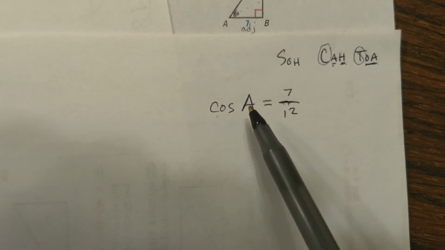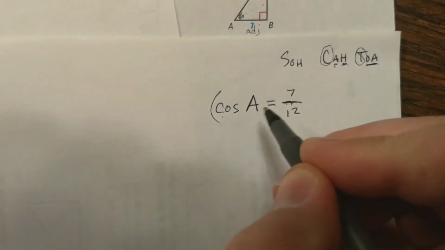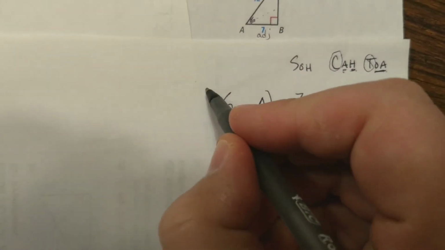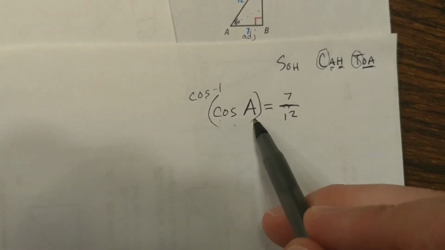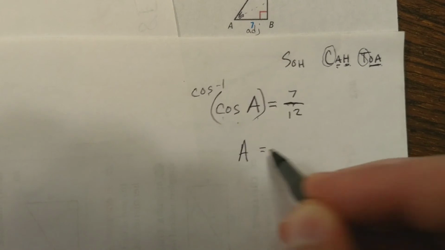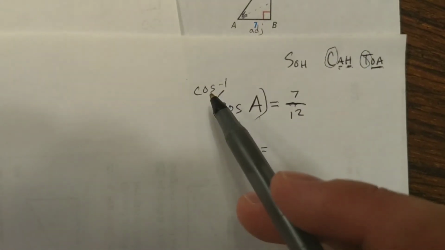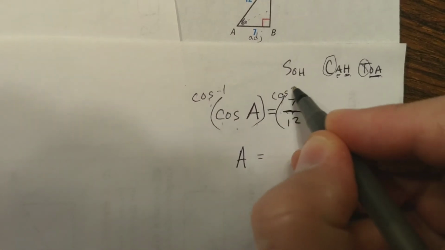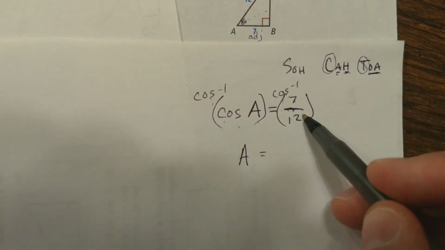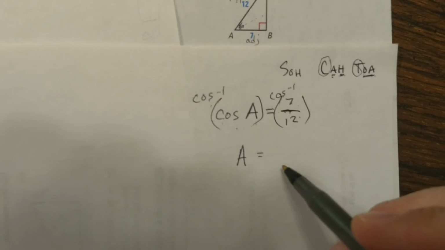I want to get A by itself. I don't want to have the cosine of A. I want to have just A. So to undo this, to get A by itself, I'm going to take the arc cosine. The arc cosine of cosine A is going to get me A all by itself. And if I do that to one side, I've got to do that to the other side too. The arc cosine of 7/12 is going to give me an angle measurement.